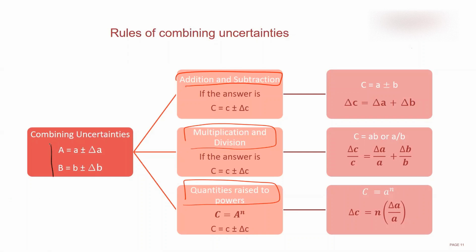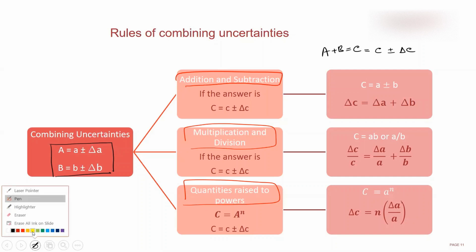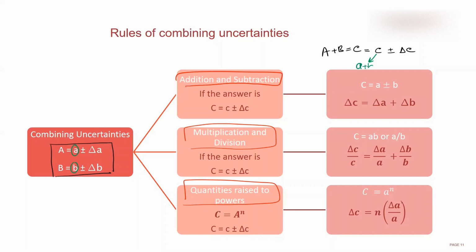If we take 2 numbers, A and B, with the measurement plus or minus the uncertainty, and we want to find A plus B, we can write this as C, and we can represent C as a measurement plus or minus the delta C. So we should know how to find the C and the delta C. To find the C, this is A plus B, so we can add these measurements together. So that is A plus B. And to find the delta C, we use this equation. When we are adding or subtracting, the uncertainty will be added together. So we have delta A plus delta B.